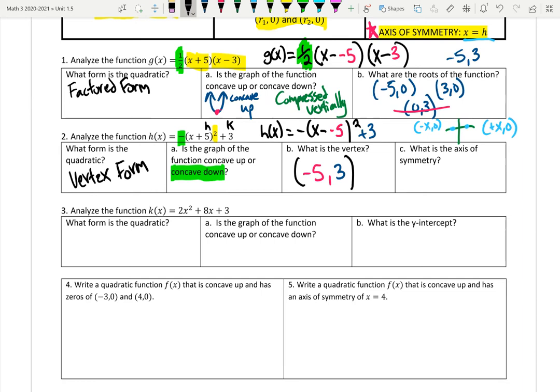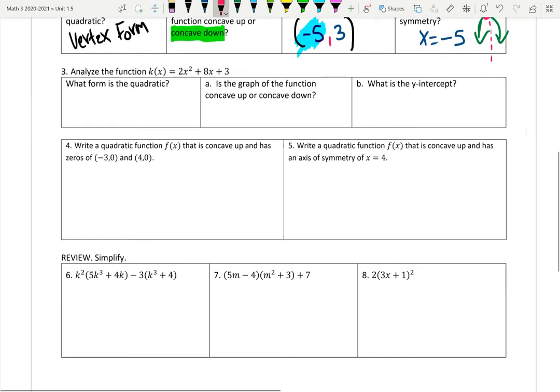Now finally, what is the axis of symmetry? It's always going to be the x value of the vertex. So it is x equals -5. What this essentially means is this graph is concave down. The vertex is going to be at (-5, 3). And at -5, there's going to be a vertical line. All right, keep on going.